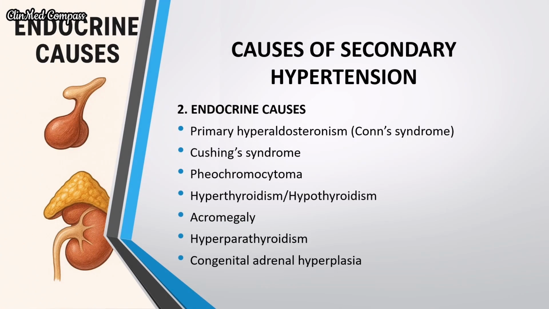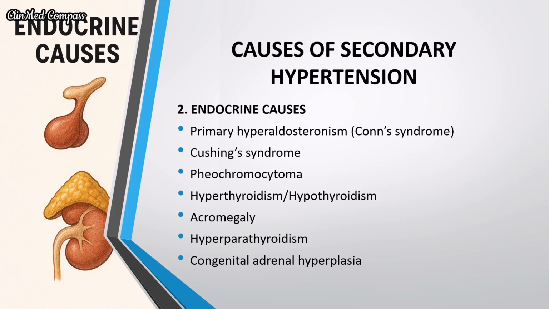Now we'll look at the endocrine causes of hypertension. 1. Primary hyperaldosteronism, Conn syndrome. They cause sodium retention and potassium loss, which leads to hypertension and hypokalemia. Cushing syndrome, due to excess cortisol, which also has a mineralocorticoid activity. Pheochromocytoma, this is a catecholamine secreting tumor that causes episodic high blood pressure with palpitation, sweating, and headaches.